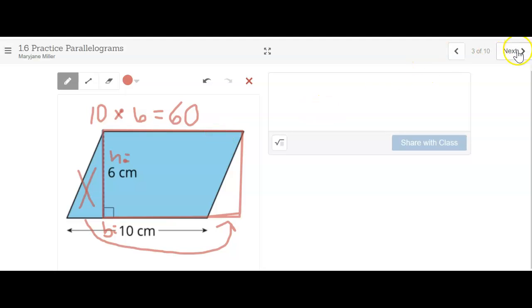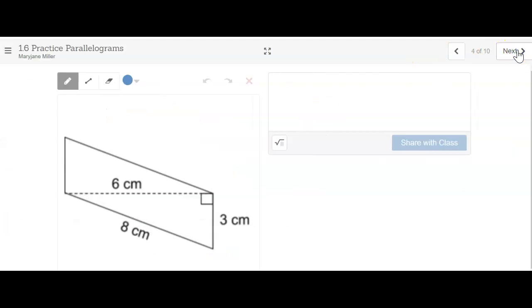So let's look at the next one. We don't have to actually rearrange this at all. We can just take a look at this and figure out which one is the base and which one is the height, and then multiply those two numbers to find the area of the parallelogram.